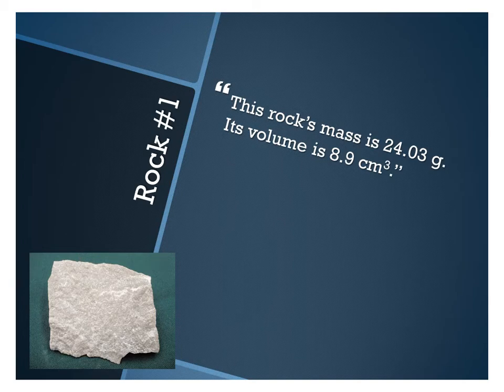So for rock number 1, it says this rock's mass is 24.03 grams. And the volume is 8.9 centimeters cubed. So you always start out by writing your formula. D is equal to M divided by V.